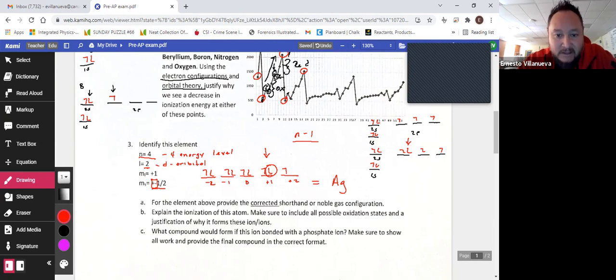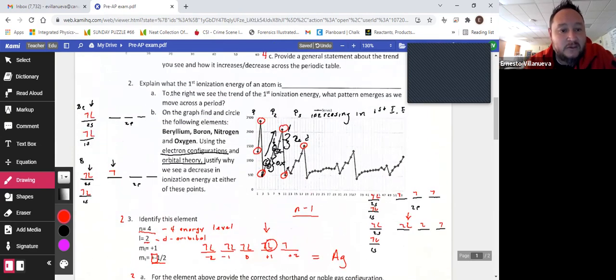Okay, that's how you do those. This one is worth 2 points. This one is worth 2 points. This is worth 4 points. This is worth 4 points. Going up here, this was worth 2 points, 4 points, 4 points.